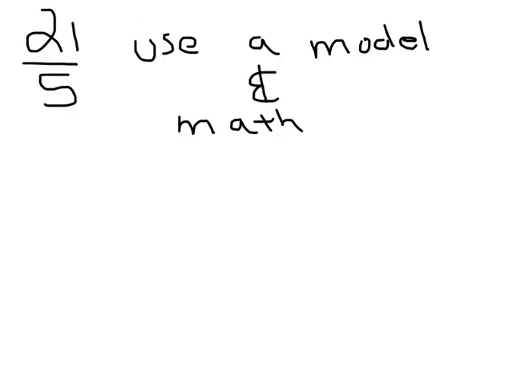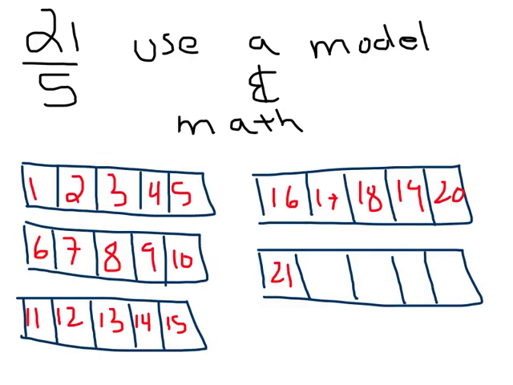Let's try one more example with 21/5 using a model and math. Let's start by drawing a model of 21/5. I know that each whole will be divided into 5 pieces, and I need 21 total pieces. When I draw my model, I see that I have 1, 2, 3, 4 wholes and 1/5 left over. So I have 4 and 1/5.